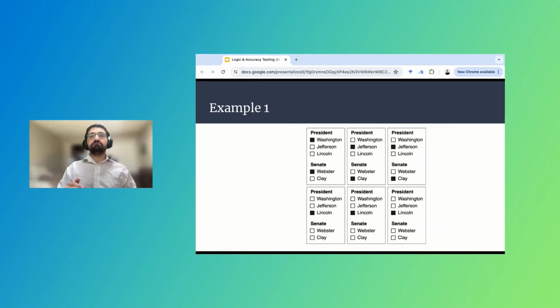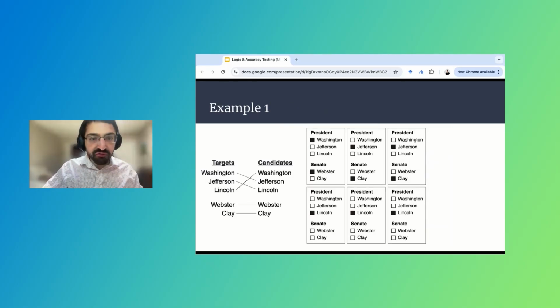So let's consider some examples. As our first example, let's suppose that the machine was misconfigured such that the target next to Washington is interpreted as a vote for candidate Jefferson. The target next to Jefferson is interpreted as votes for Lincoln, and the target next to Lincoln is interpreted as votes for Washington. So if the machine was misconfigured in that way, and watch closely at this test deck, this is how the machine would interpret it.